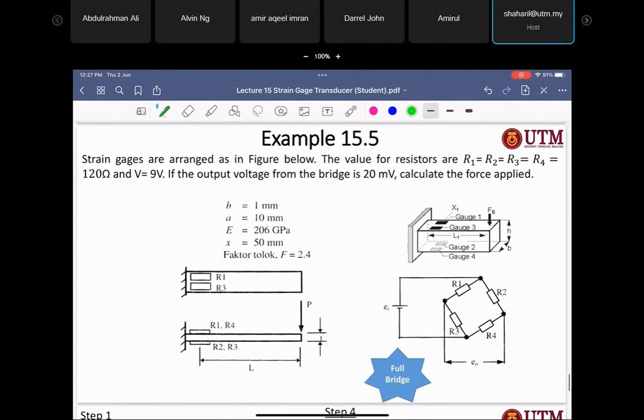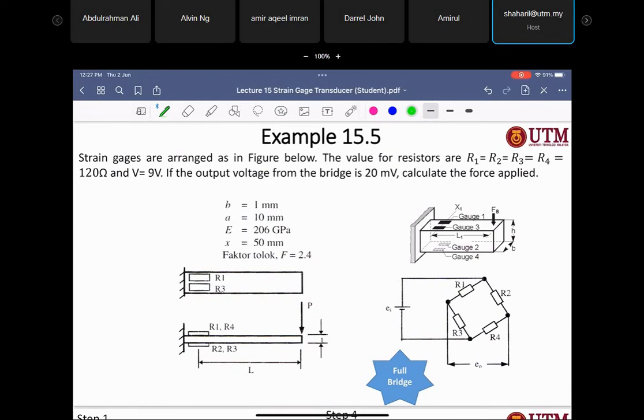Okay, example 15.5. Strain gauges are arranged as in the figure below. The value for resistors R1 equals R2 equals R3 equals R4 is 120 ohm. And the V equals 9 volt. So V, if you look at here, is V here, right? Okay. If the output from the bridge equals 20 millivolt, calculate the force applied.